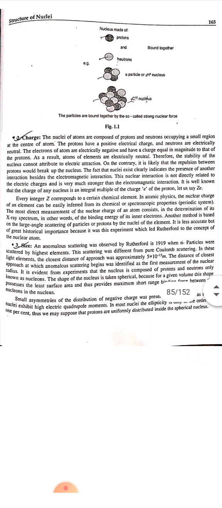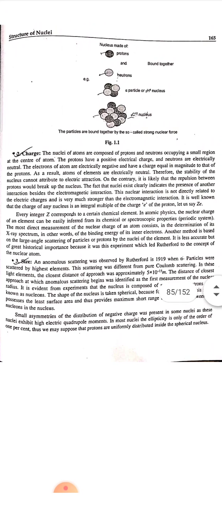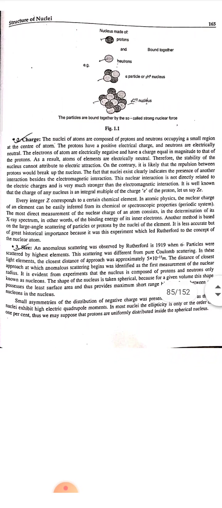It is well known that the charge of any nucleus is an integral multiple of the charge of the electron, that is, the charge of the proton. That we have seen already. That may come in the MCQs, and it is denoted by Ze. Every integer Z corresponds to a certain chemical element. In atomic physics, the nuclear charge of an element can be easily inferred from its chemical and spectroscopic properties.